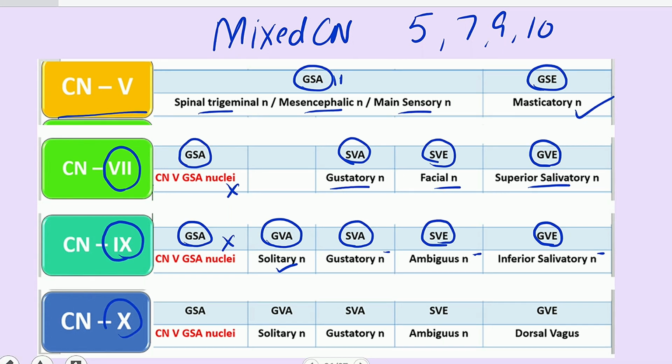Then the 10th cranial nerve, it has 5 functions, same as the ninth cranial nerve. The difference is only the nucleus of the general visceral efferent component, that is the dorsal vagus nucleus. Otherwise, the nuclei of the ninth cranial nerve and the 10th cranial nerve are the same.